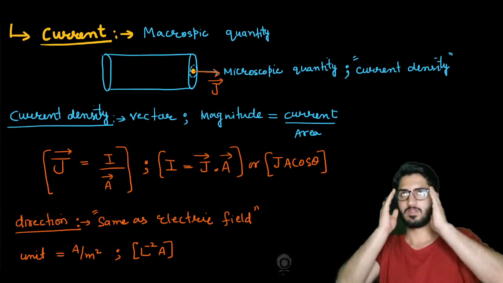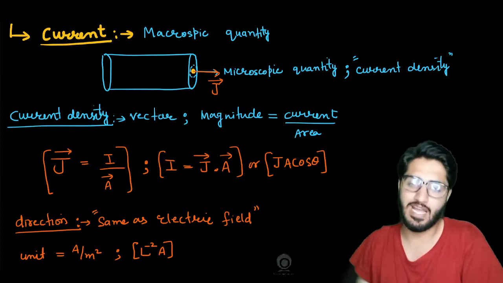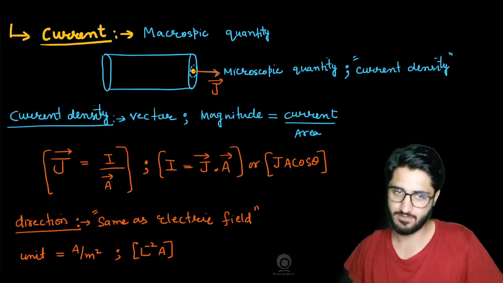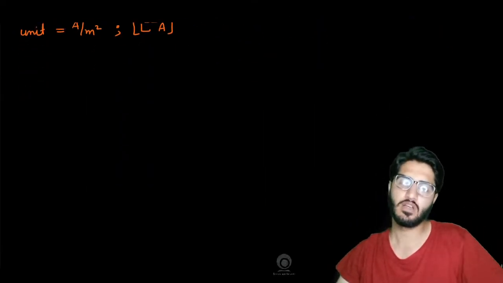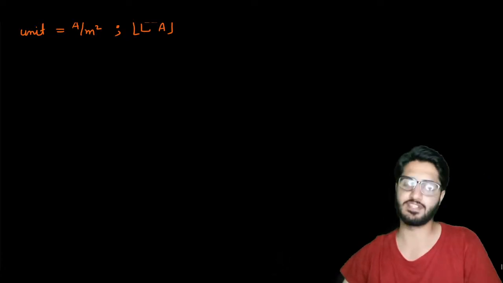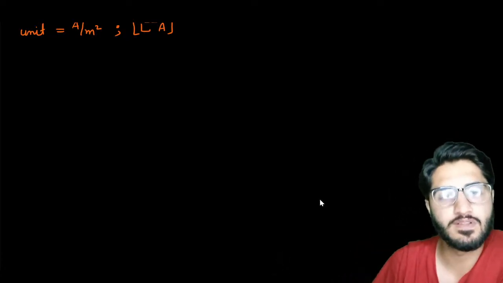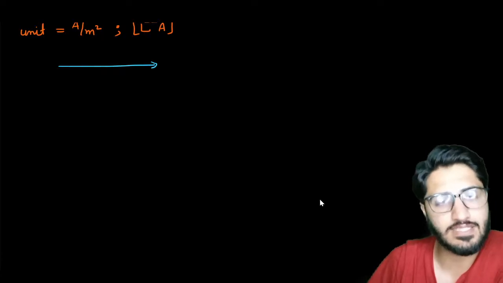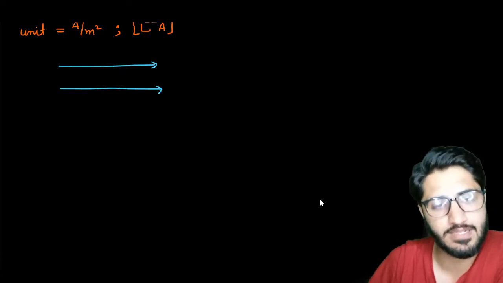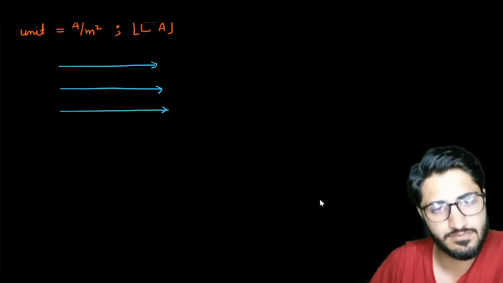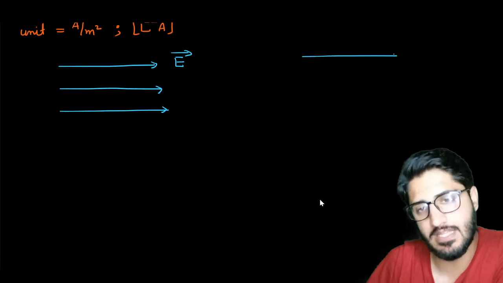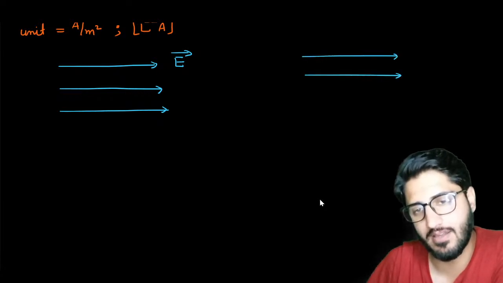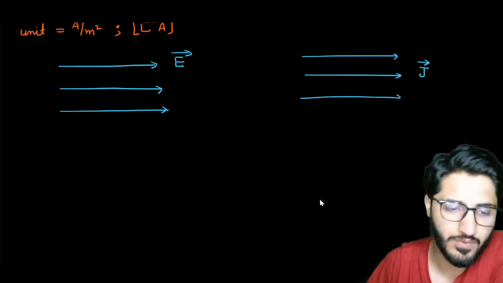Easy, na? Look now, I guess you are very good with the electric field thing. Okay? Let us take an analogy, a similarity between the electric field and this current density. Suppose, look, beta, if these lines represent electric field lines, and here, if these lines represent current density J.